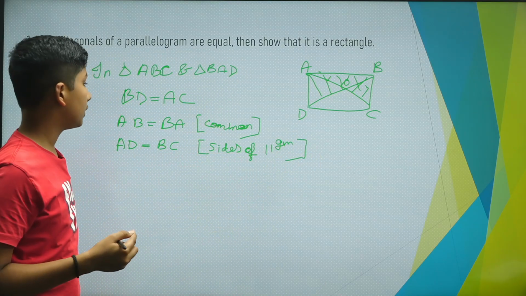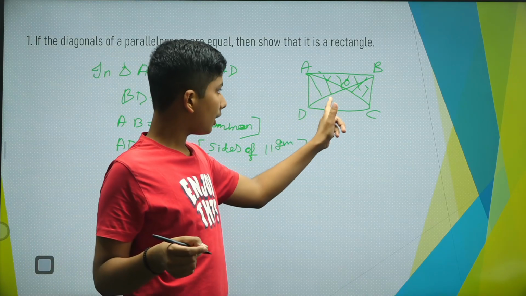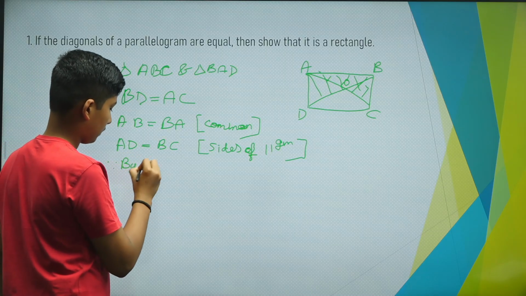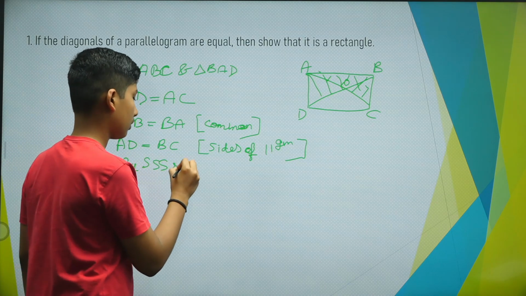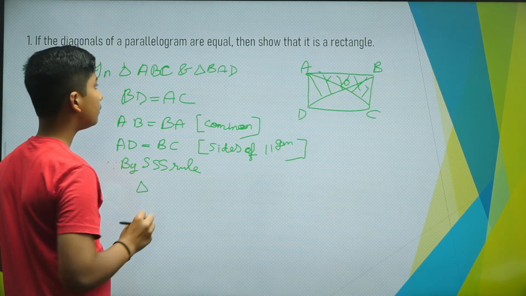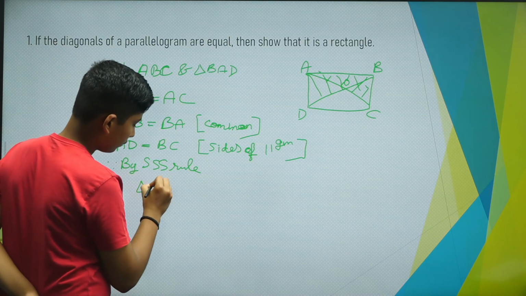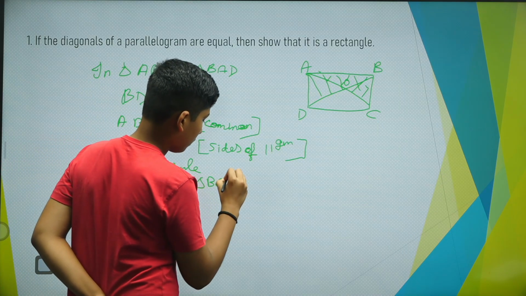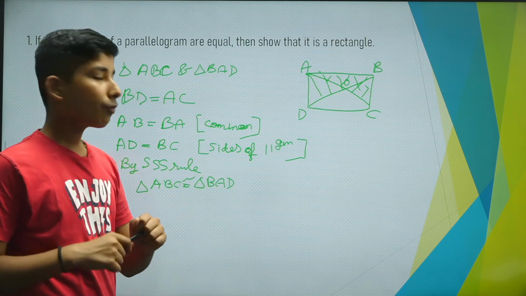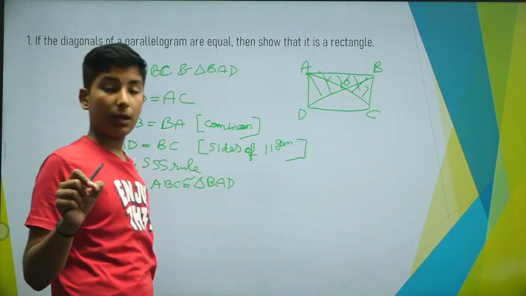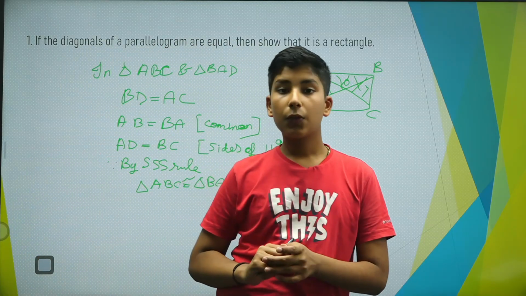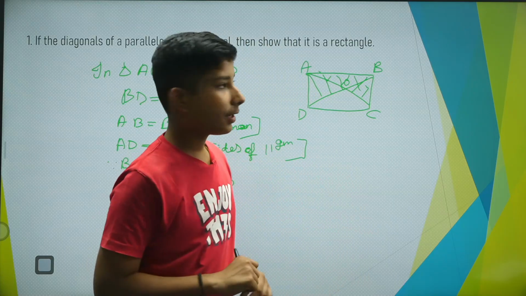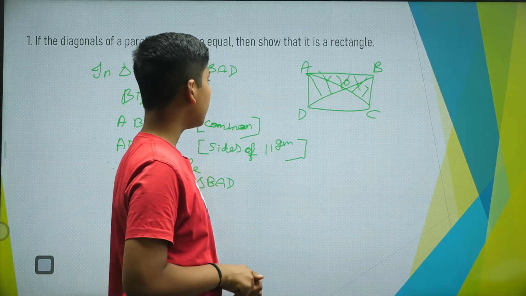Therefore, by which rule? First there is a side, then also a side, and at last also a side. Therefore, by SSS rule, triangle ABC is congruent to triangle BAD. Now, what will we do? If we have done this congruence, there must be a motive. The motive is that we have to prove the CPCT.